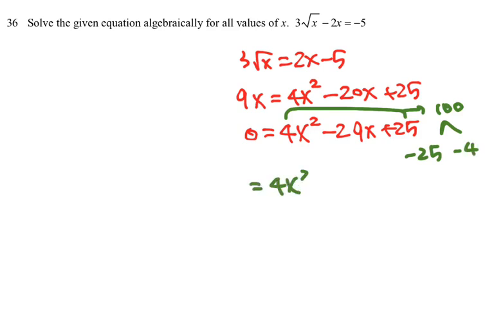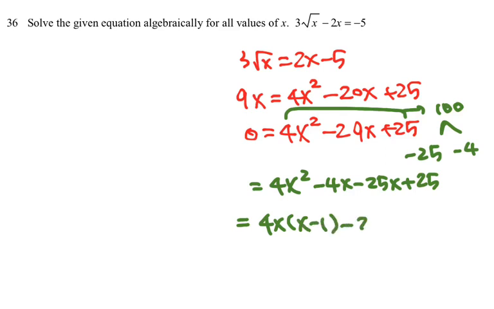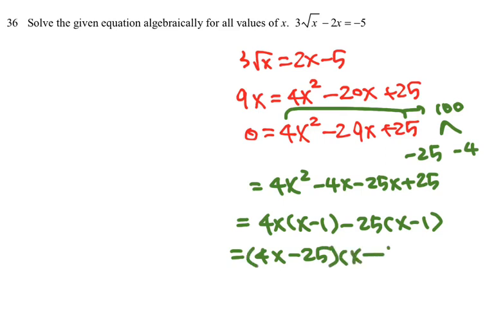So by rewriting it in this way, now we're going to factor the first 2 terms with 4x, then x minus 1, and the second 2 terms with negative 25. And then when you factor out x minus 1, we get 4x minus 25 and then x minus 1. Then the x value should be equal to 25 over 4 or 1.